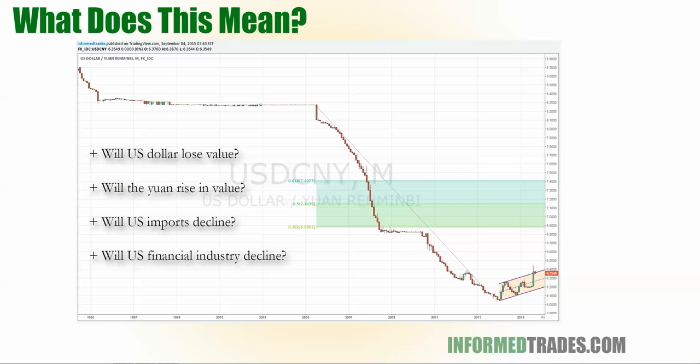So the U.S. cannot import as much. They cannot have a debt-driven economy as much. The U.S. financial industry, in terms of selling Treasury bonds, which in turn leads to selling stocks and insurance products, all of that could decline, and we could see the U.S. radically transform itself with a weaker dollar and lower imports. So really becoming a very different type of economy.